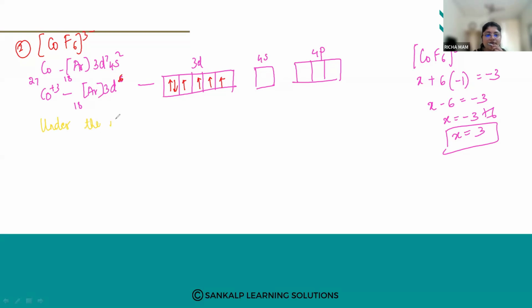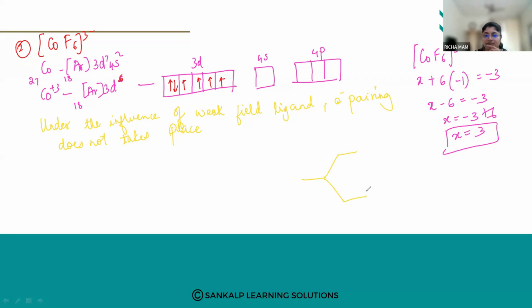So under the influence of F, that is fluorine, fluorine is termed as a weak field ligand. It comes under weak field ligand. So what will happen? Electron pairing does not take place. Because it is a weak field ligand, electron pairing does not take place. Why? What is the reason?